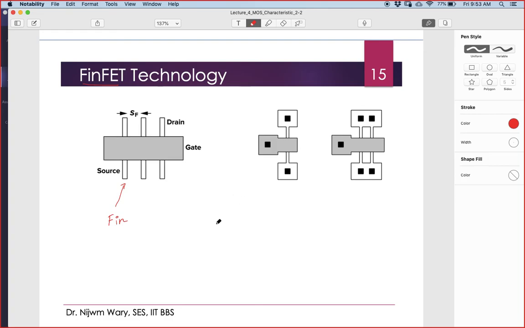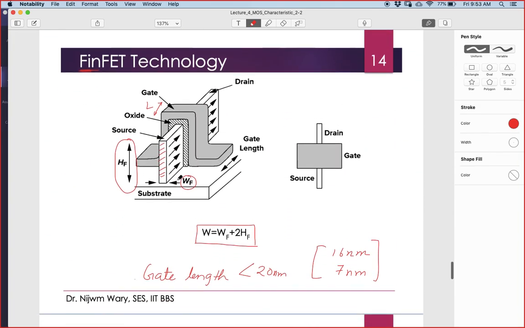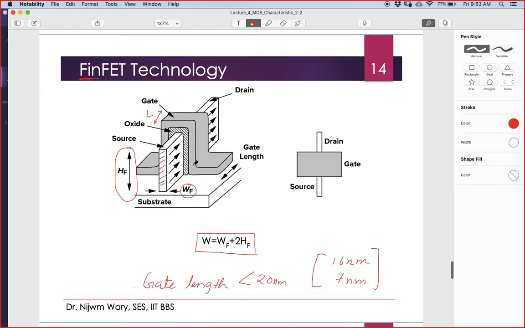I don't want to go too much in detail, just so that you become aware of the FinFET technology. Of course, if time permits, we may come back at the end of this course, and we can also discuss why exactly we are going for this kind of technology. The main motivation is, as I mentioned, to reduce the leakage current, so that the gate has more control over this channel, right?